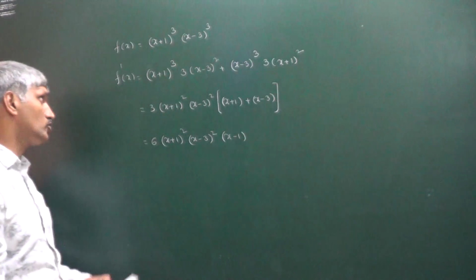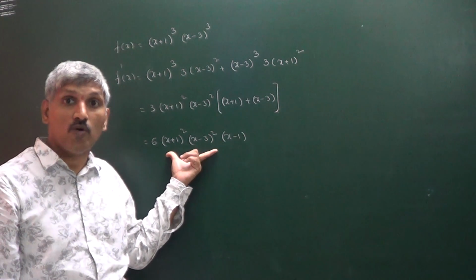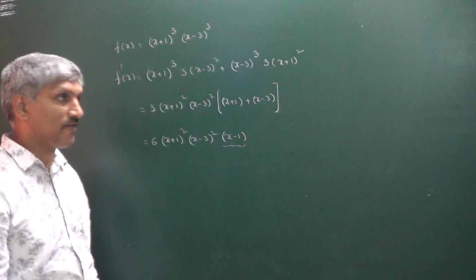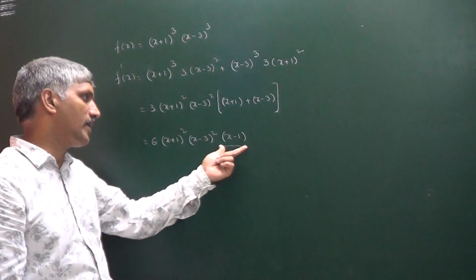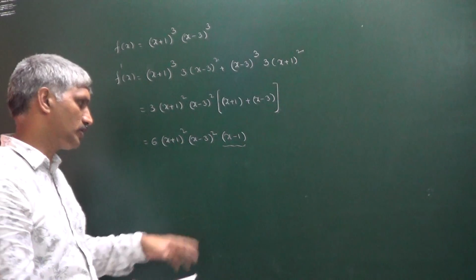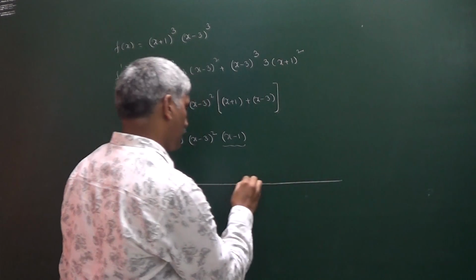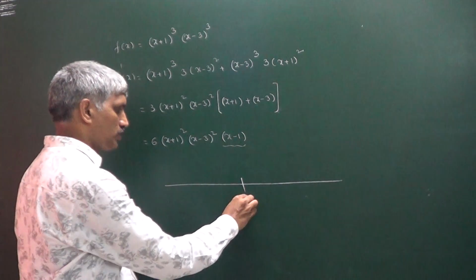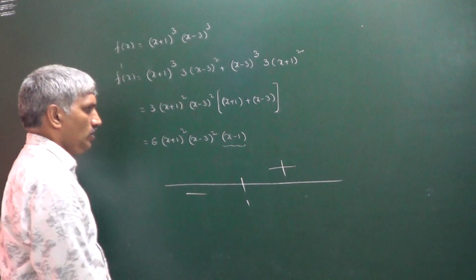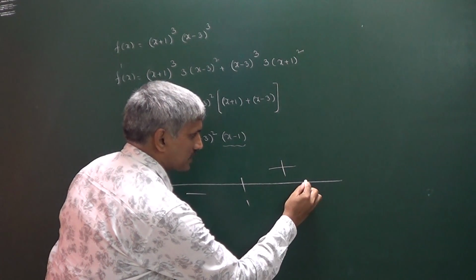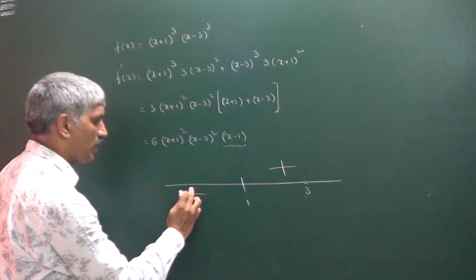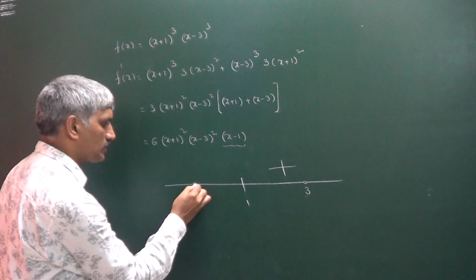Now you can observe this total expression f'(x), whether positive or negative, depends only on the term (x - 1), because the squares are always positive. So that side we will get plus and this side we are getting negative. Somewhere here we have the point x = 3, and somewhere here we have the point x = -1.